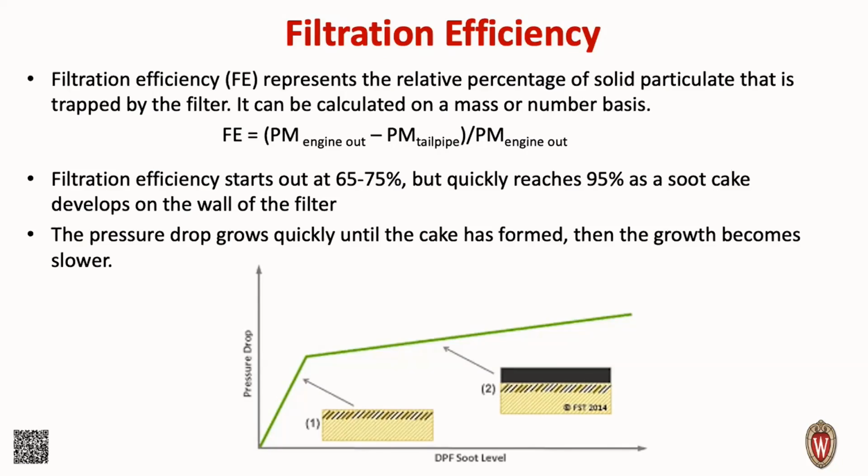So what happens is the pressure drop across the device grows really quickly until the cake has formed, and then once the cake exists, the growth becomes slower as the cake takes over the dominant filtration work.